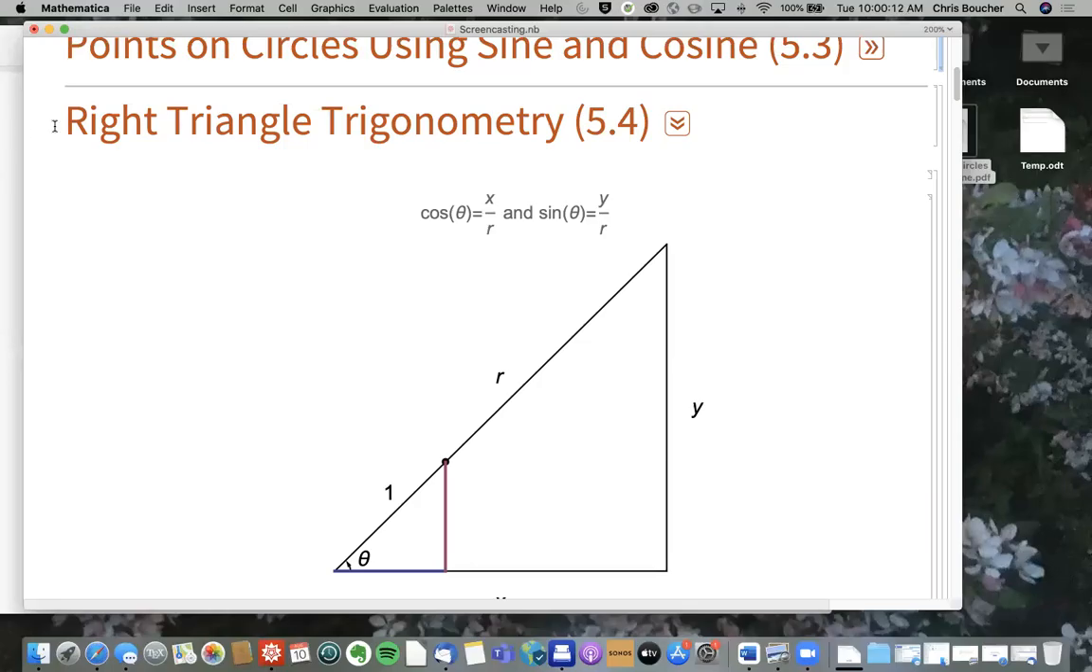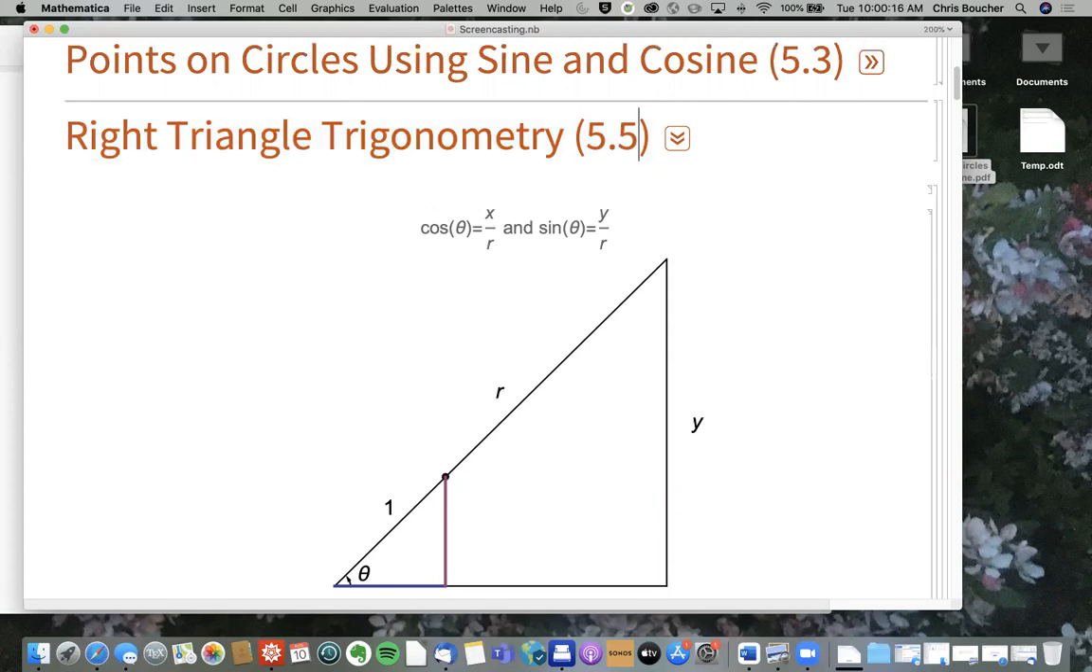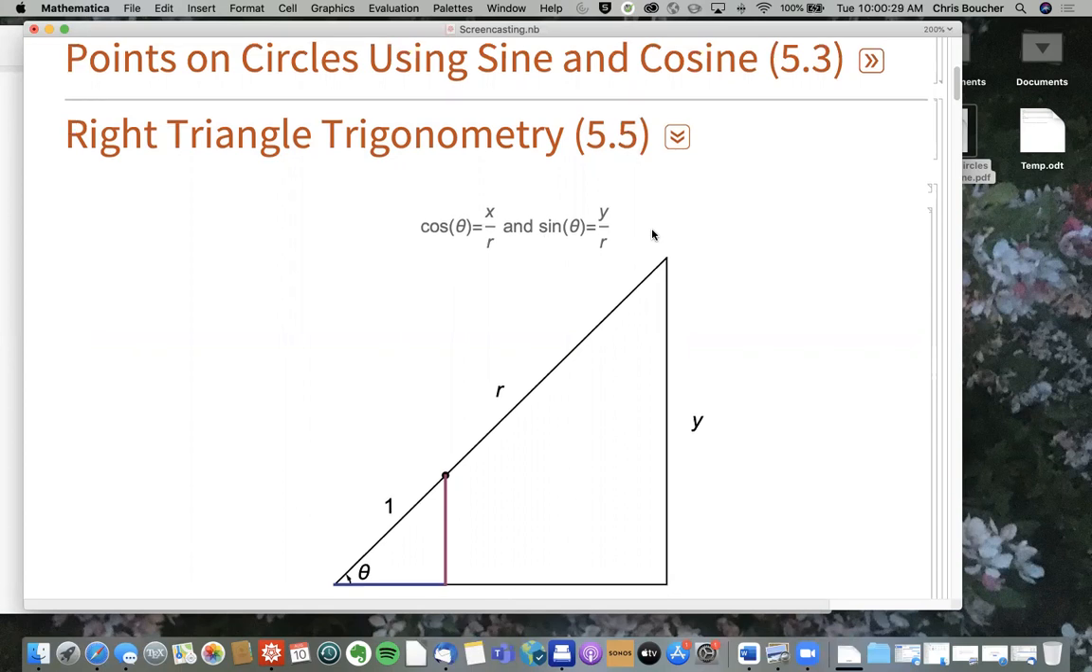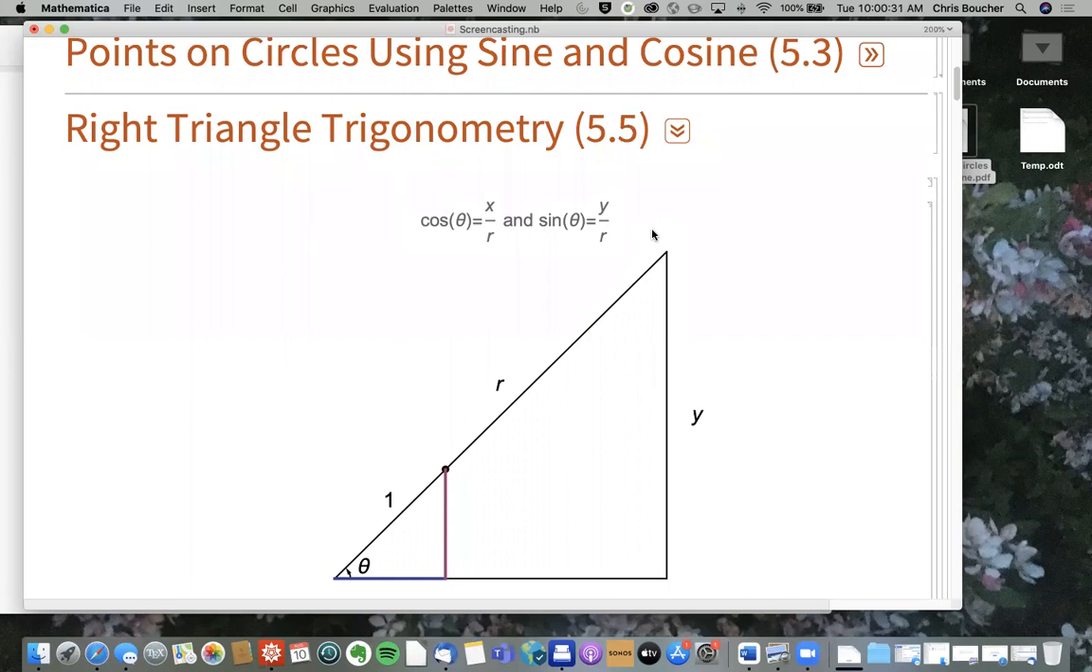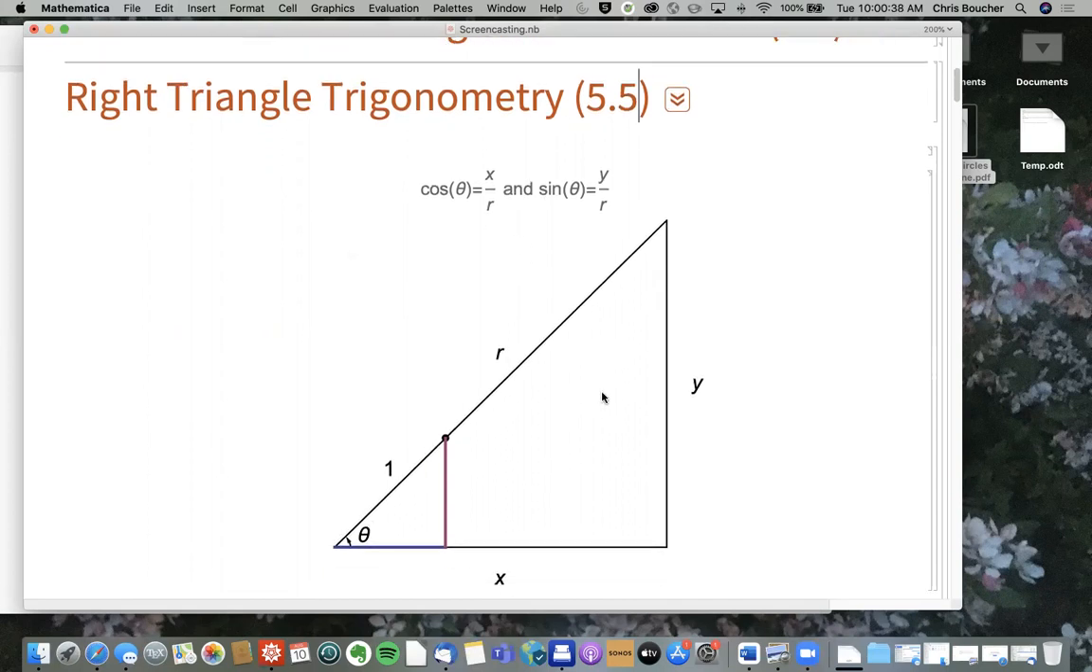Hey folks, so this is a short video about section 5.5 in the book about right triangle trigonometry. In the previous video, we introduced the functions sine, cosine, and tangent, and we saw that they're closely connected with right triangles and circles. In this section, we're going to leverage that to solve some simple geometry problems. So this is a review from that video.